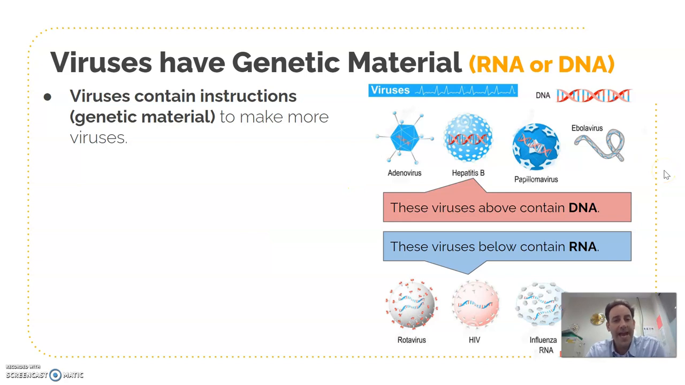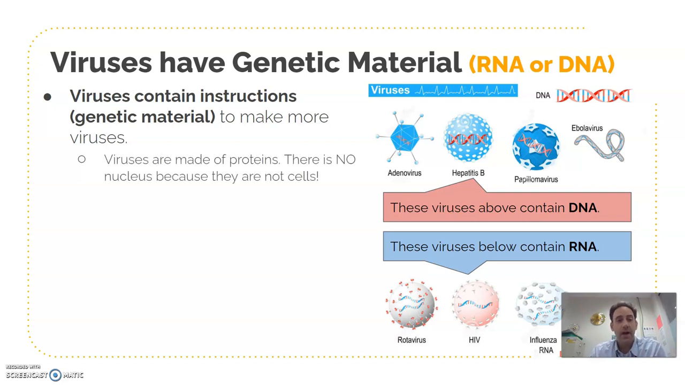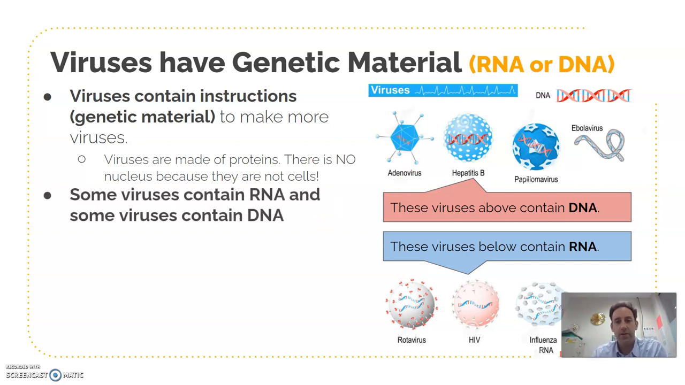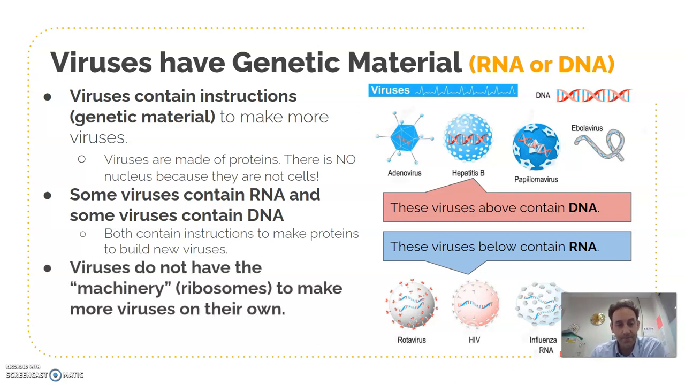The viruses use this genetic material as instructions to make more viruses. They also have proteins, and those proteins help that virus attach to its host cell and do some other things, as we're going to see. But again, no cell structures. So some viruses contain RNA, some contain DNA, and then both RNA and DNA genetic instructions are used to make proteins to build new viruses.